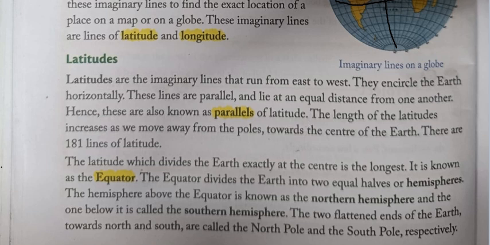So this is very important, kids. 181 lines of latitude. If the question comes, how many lines of latitude are there, you have to say 181, and these lines are all parallel to each other. It means that they will never intersect each other, they will never cross each other.